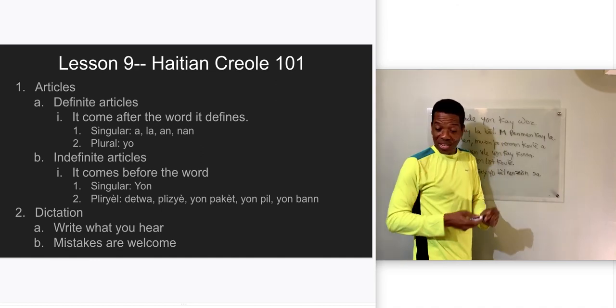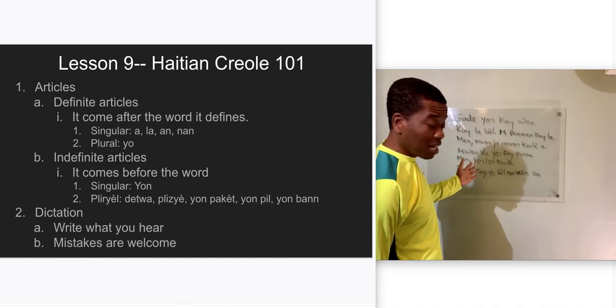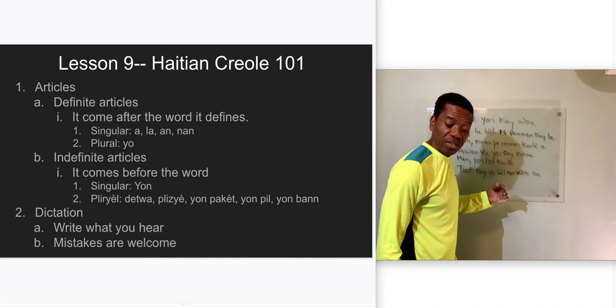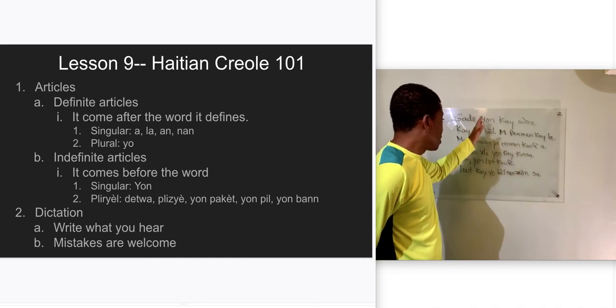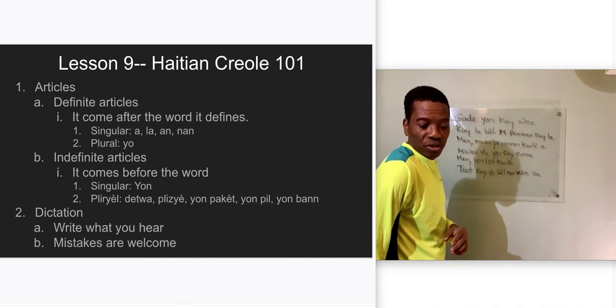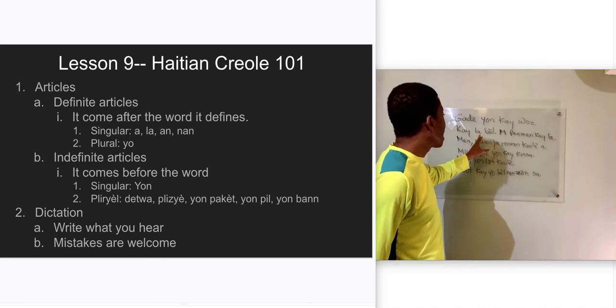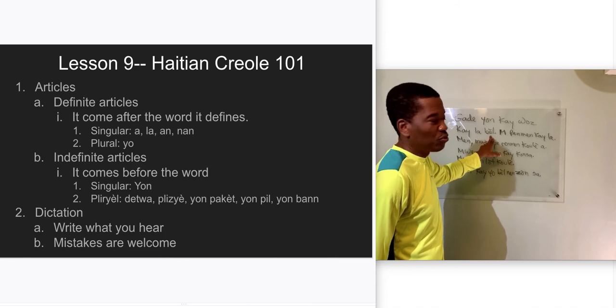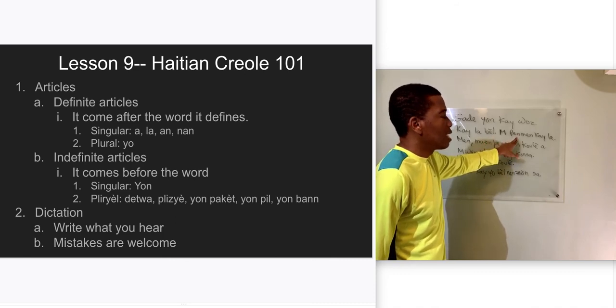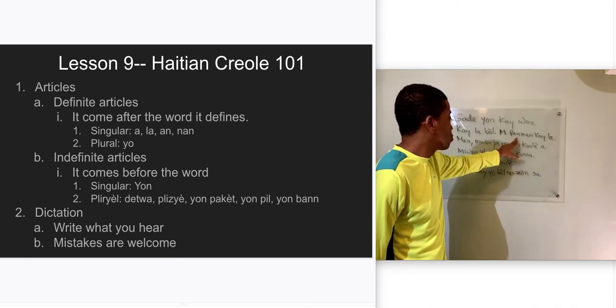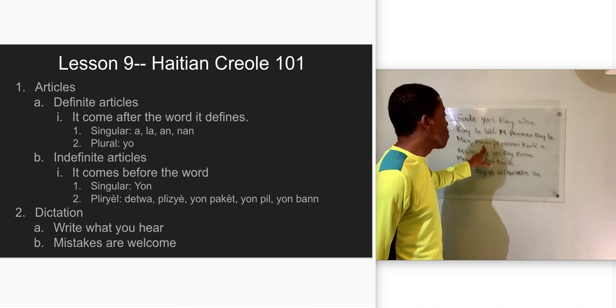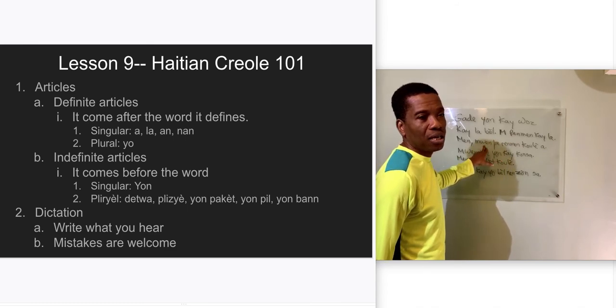Okay? That is it. Did you get it like this? This one I'm going to translate it for you in English. Alright? So that's it. Gade yon kay wos. Look at a pink house. Kay la belle. The house is beautiful. Mwen men kay la. I love the house. Men mwen pa remen koule, but I did not like its color.